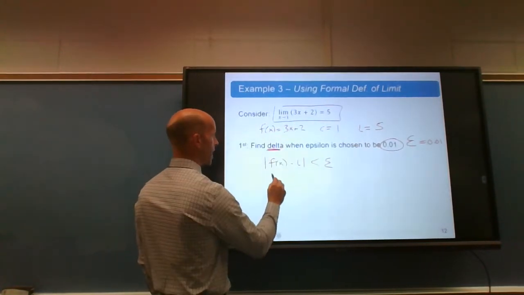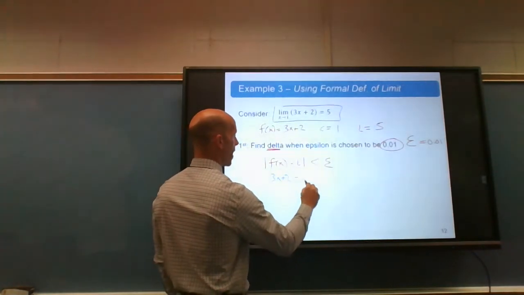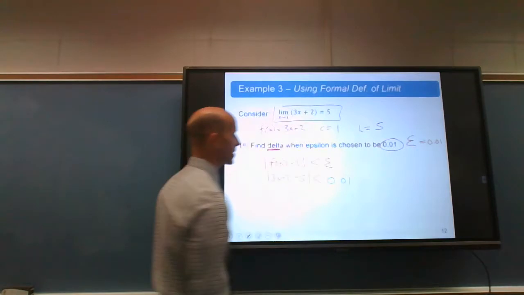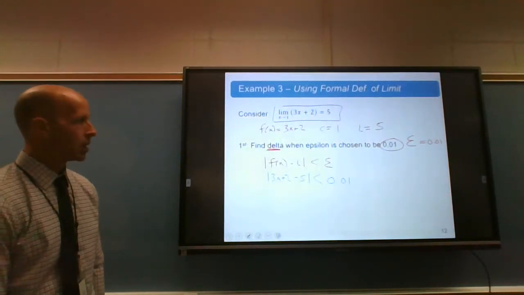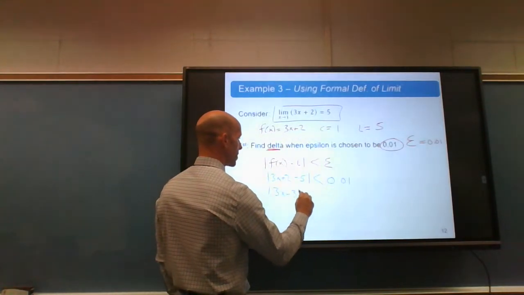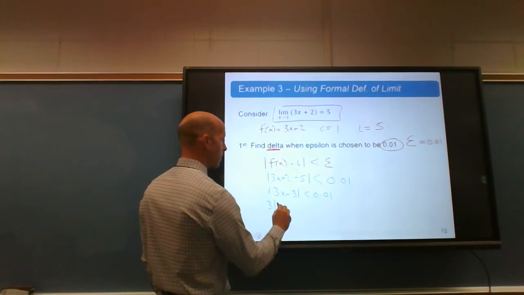f of x, well, that is 3x plus 2. L is 5. And we need that to be less than this epsilon. So now we can clean this up. This is going to give us the absolute value of 3x minus 3 is less than our epsilon. And then we can factor out a 3.